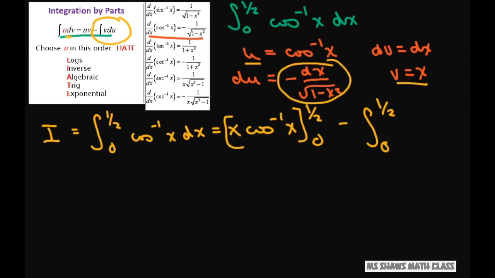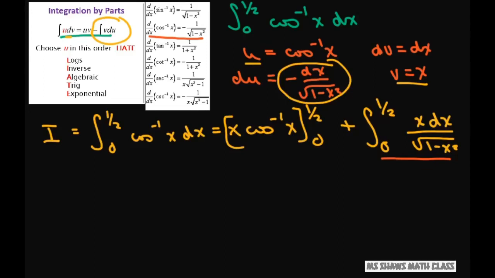So negative, that's just going to be x dx, that's negative, divided by the square root of 1 minus x squared. Now, since these are both negative, take that out and make this a positive. Now, before we continue on, I'm going to look at this and change this.